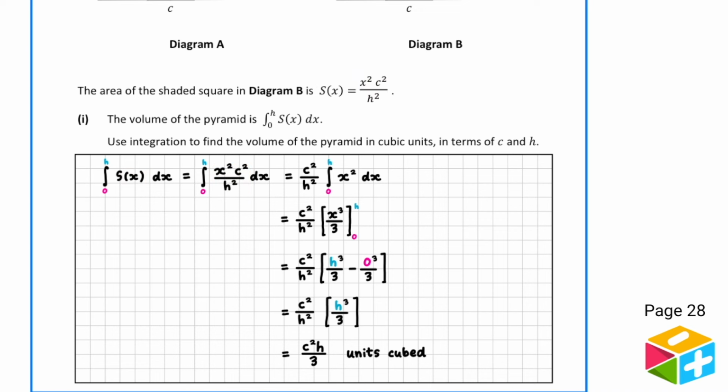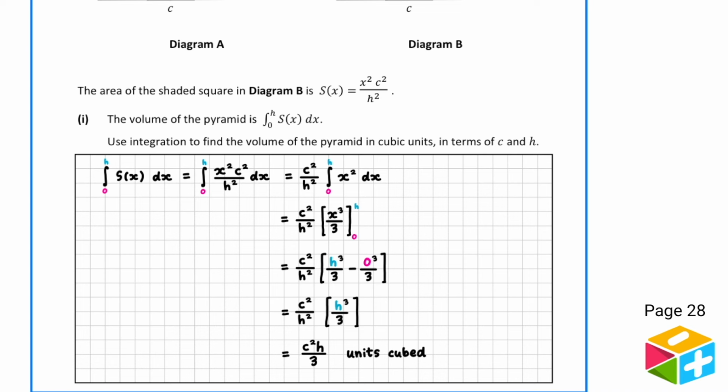Because of the presence of the dx, we are integrating with respect to x. This means that c and h can both be treated like constants. Multiplicative constants can be brought outside the integral sign, so we can bring out the c squared over h squared.